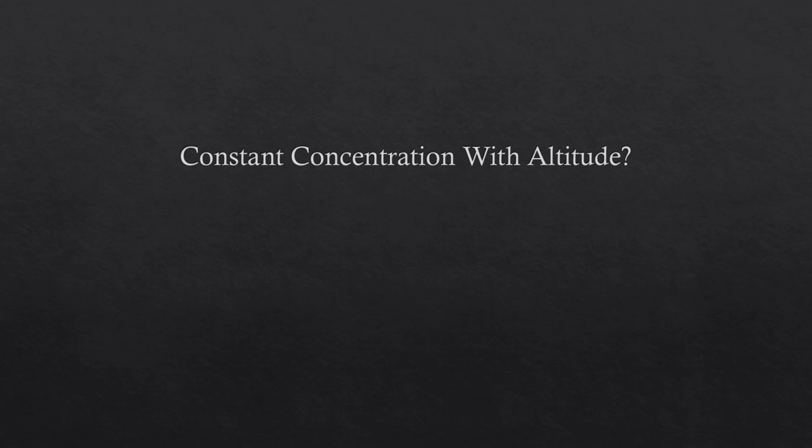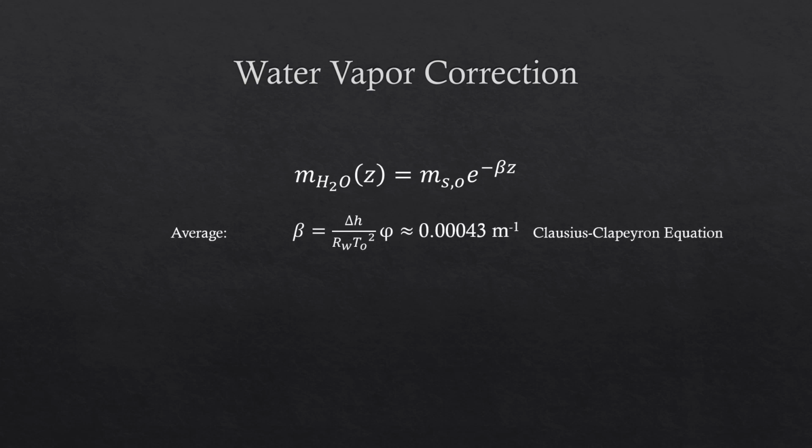However, water vapor changes significantly in the atmosphere from thousands of parts per million to tens of parts per million in the upper atmosphere. The concentration variation is modeled using a simple exponential with altitude. The factor beta determines the change of concentration with altitude. Using the Clausius-Clapeyron equation, we can estimate beta. The estimate is shown where phi is the lapse rate, delta H is the latent heat of condensation, and T sub 0 is the temperature at the surface.